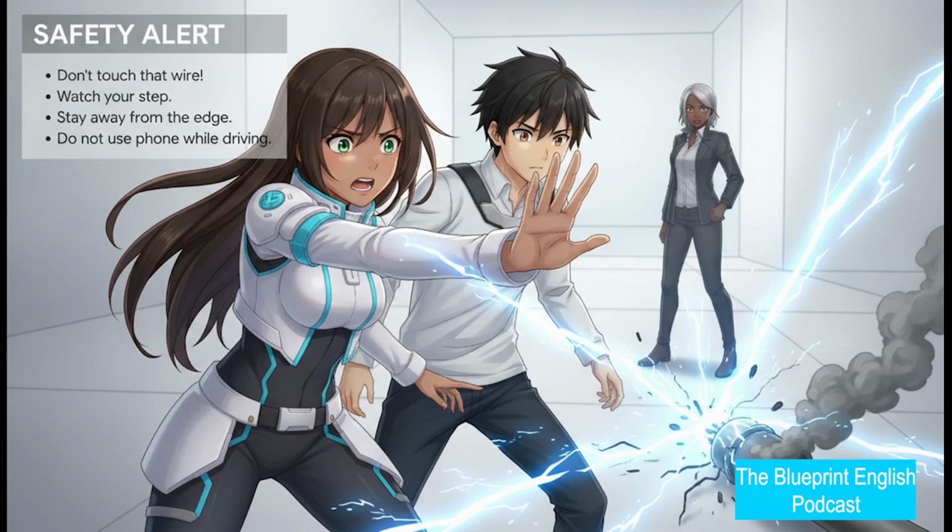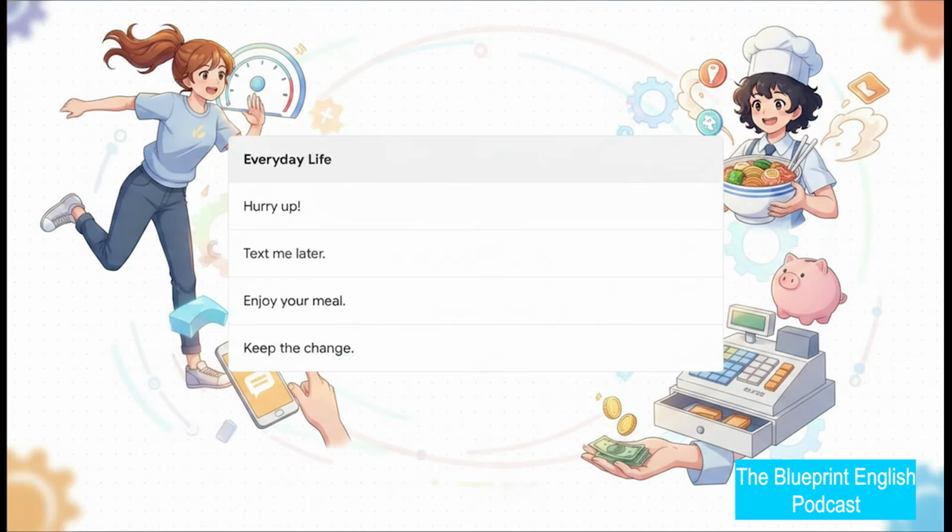Mastering this fast, direct sentence structure is absolutely crucial because, frankly, it literally keeps people safe. In a split second of danger, you don't have time for a lengthy explanation. You need the speed and the sheer power of a direct command. But of course, we don't just pull these out for emergencies. To anchor everything we've been talking about today, just look at the staggering volume of ways we use imperatives casually. Hurry up, text me later, enjoy your meal, keep the change. We are firing these off constantly. They are basically the invisible engine driving our daily dialogue forward, making our communication brisk, clear, and super effective.